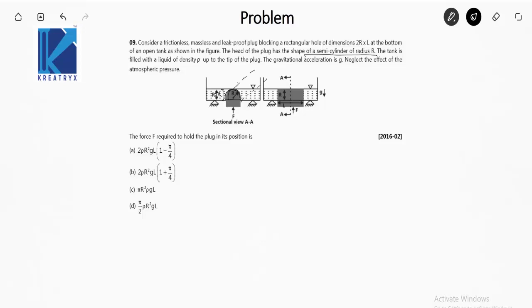You have been given the view also. So this length is L. The tank is filled with a liquid of density rho. The gravitational acceleration is g. Neglect the effect of atmospheric pressure. The force F required to hold the plug in its position is. Let's zoom this first.